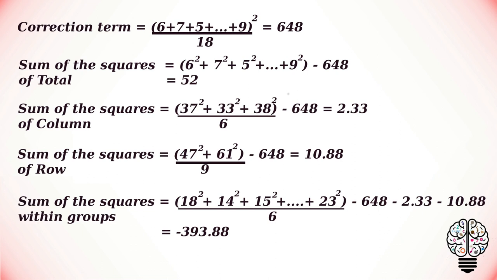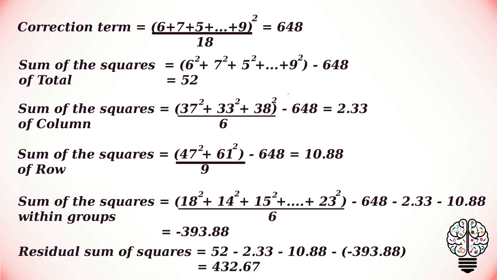If we divide it by 6, we'll get our value as 267.33. Now we have to subtract from this value our correction term, the sum of the squares of the column value, and the sum of the squares of the row value. If we do that, we'll get our sum of the squares within groups value as -393.88.